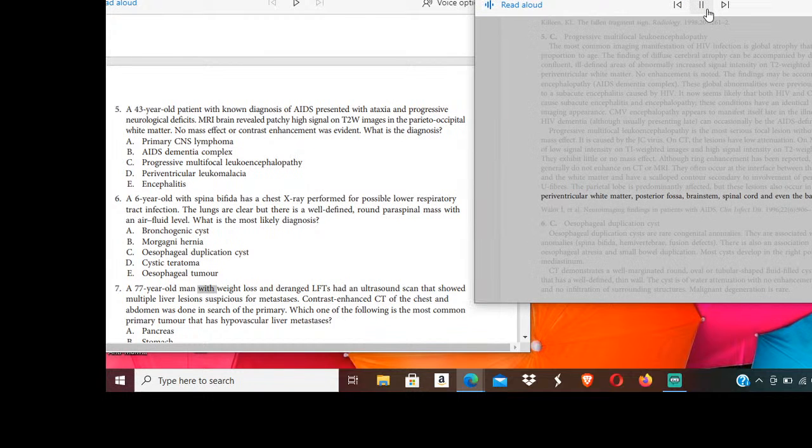Neuroimaging findings in patients with AIDS. Clin Infect Dis 1996, 22:690-9.